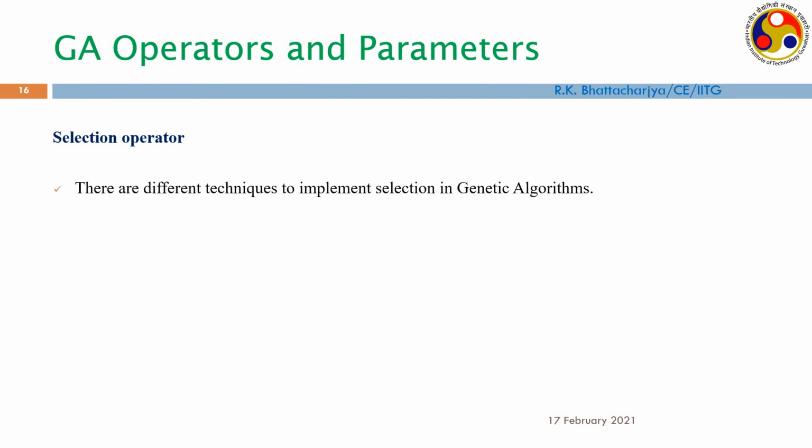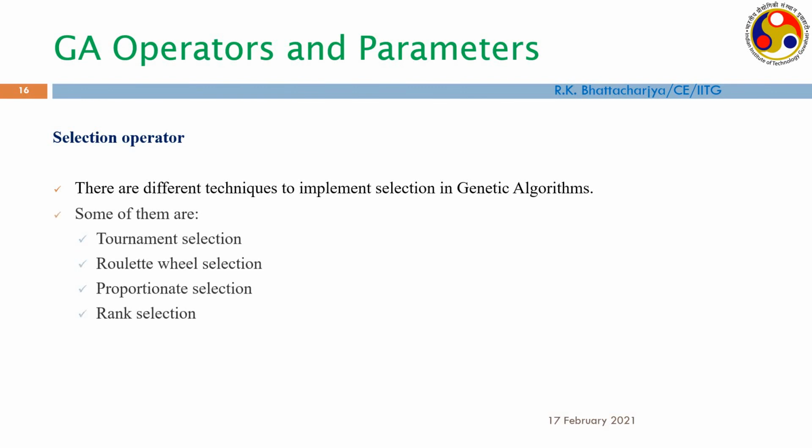There are different techniques to implement selection in genetic algorithm, and some of them are tournament selection, roulette wheel selection, proportionate selection and rank selection. We'll discuss them one by one. These are some of the selection operators. You can implement one of them, or you can also define an operator.